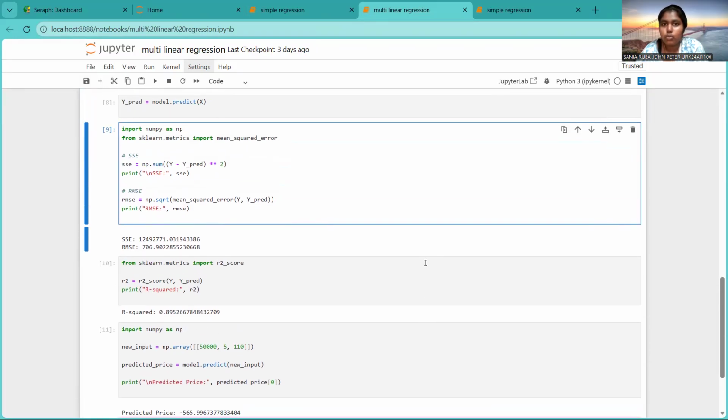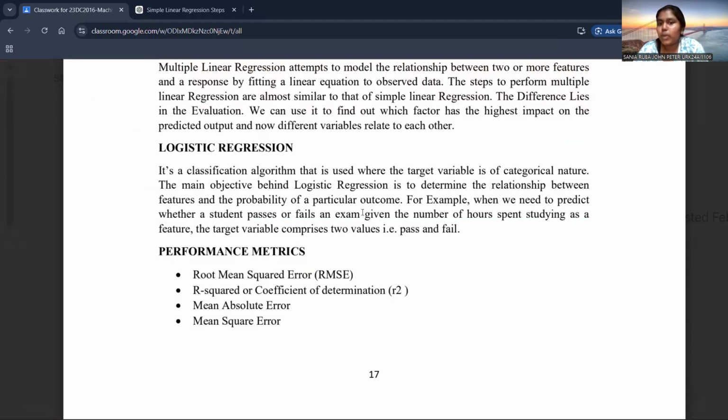Okay, let's go to the next one. That is logistic regression. Logistic regression, the classification algorithm, is used for target variables of a categorical nature. For numerical data, we'll be using simple linear and multilinear regression. For categorical nature, we'll be using logistic regression. The main objective of logistic regression is to determine the relationship between features and the probability of a particular outcome.